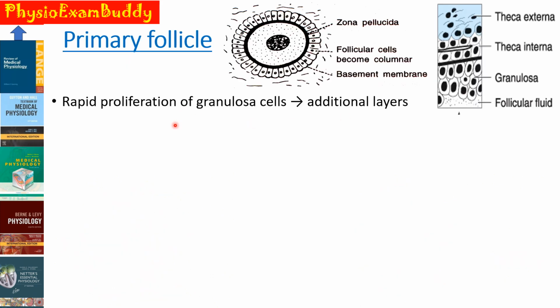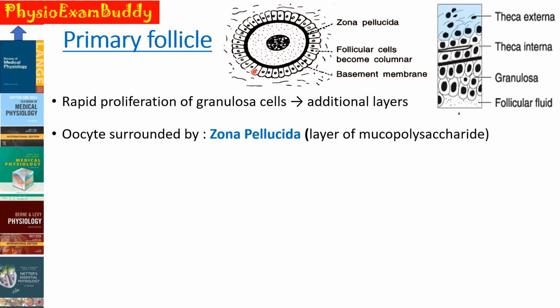Regarding the structure of the primary follicle, we have studied that the primordial follicle is surrounded by only a single layer of granulosa cells. But in the primary follicle, there will be rapid proliferation of the granulosa cells around the oocyte, forming additional layers. And the oocyte will get surrounded by a layer of mucopolysaccharide, which is shown in black color in this picture. This layer is known as the zona pellucida.